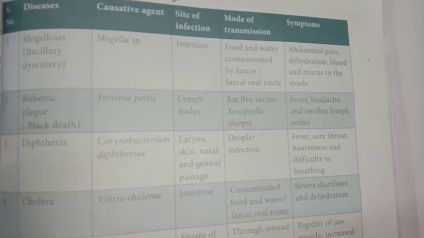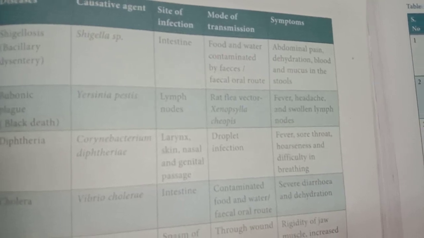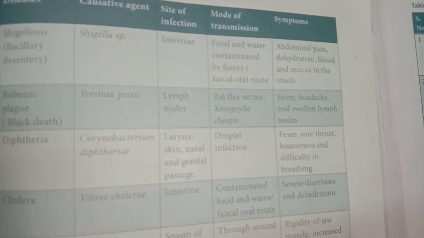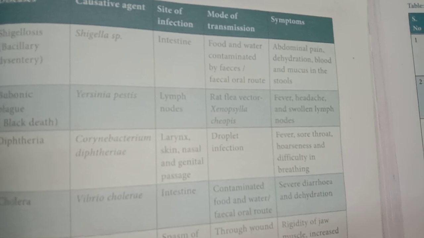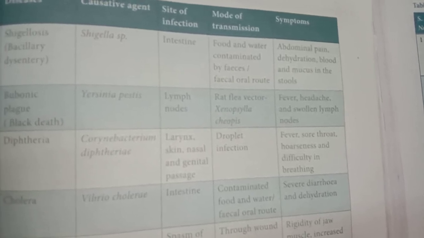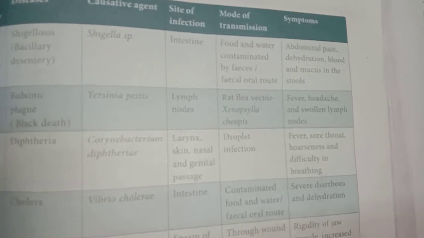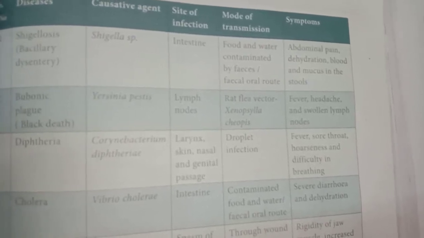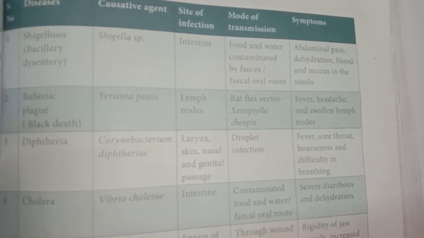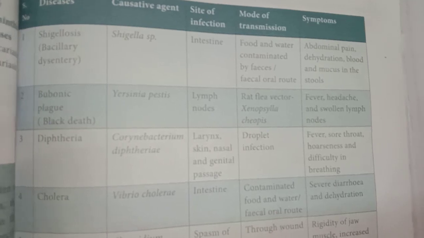Human waste. Then symptoms of this disease: abdominal pain, dehydration, blood and mucus in the stool. Here dehydration means loss of water, and stool means human waste. So through the human waste, a large amount of blood and mucus is released. Understand my dear students?